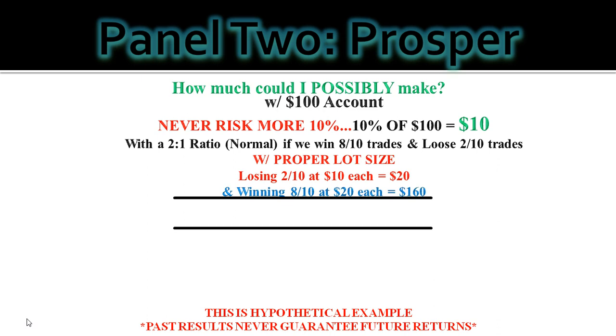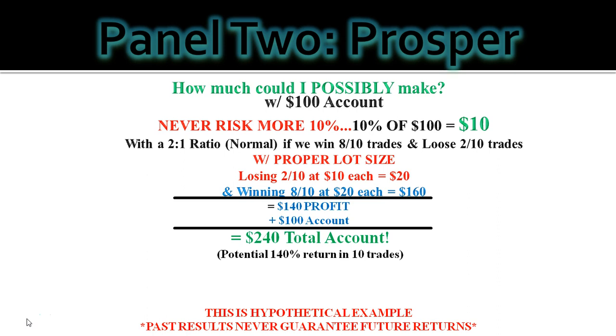Now, if we're winning 8 out of 10 trades, and it's a 2-to-1 ratio, that means we're winning $20 per trade. If we win 8 trades at $20 apiece, that's $160. Now, we didn't make $160 because we took a $20 loss. So that's a $140 profit, guys. With a $100 account, you have a total of $240 now in your account. That's a potential 140% return in 10 trades.